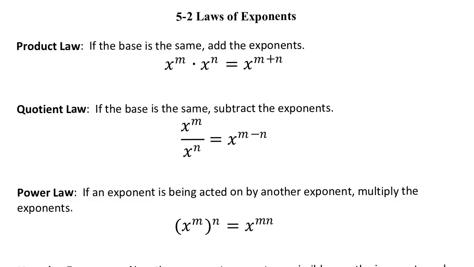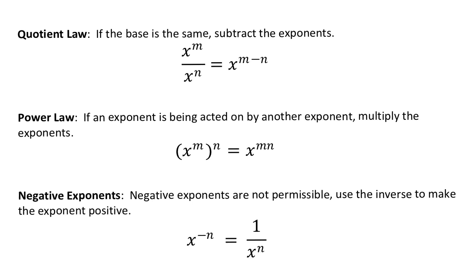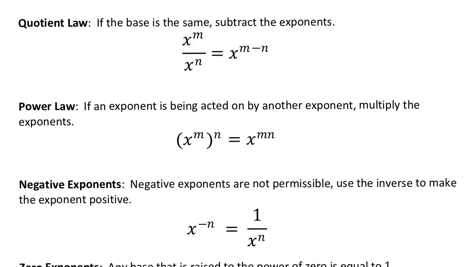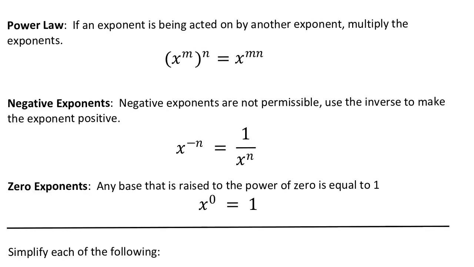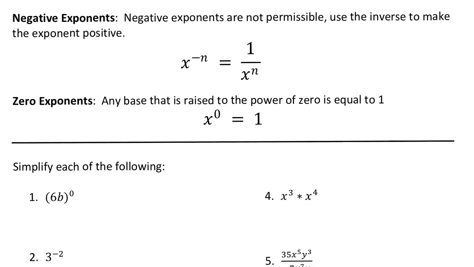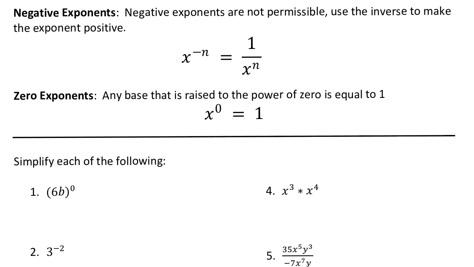So the product law says that if the base is the same, we're going to add those exponents. The quotient law, if the base is the same, then the exponent subtracts. When we're dividing, the exponents will subtract. The power law, which is when we have a power raised to a power, so that's when you see those parentheses, says that those exponents will multiply. And we're never allowed to have negative exponents in our most simplified answer, so we use the inverse to make that positive exponent. And then the zero exponent, very simple, anything to the power of 0 is equal to 1.